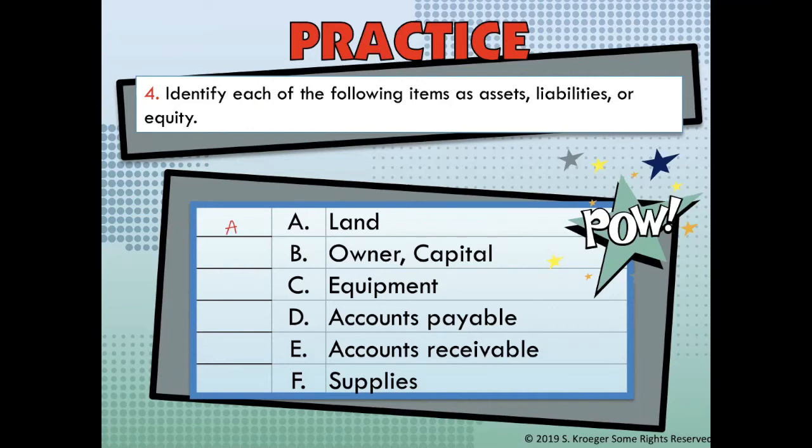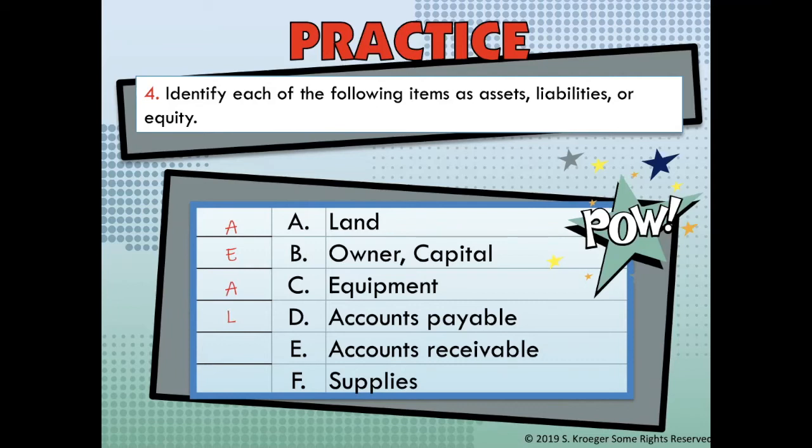B, owner's capital. Remember, capital is part of equity. It would be equity. C, equipment. What do you think this one is? Remember, equipment is our stuff that we own. We need equipment in order to make our sales. This would be an asset. What about accounts payable? Remember, anything with the word payable means it's a liability.